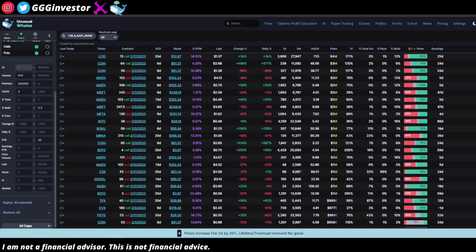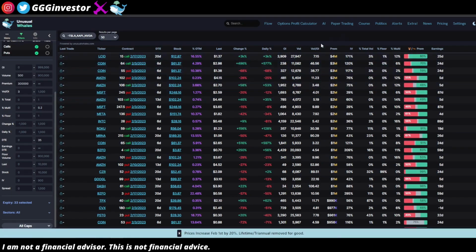So the first category that I actually have any input in is going to be volume. I want contracts to be filtered out 500 or higher in volume. The premium is going to be set to about 300K. Anything underneath won't show up on the flow, and that's because I don't want anything to do with chains that are under 300K.